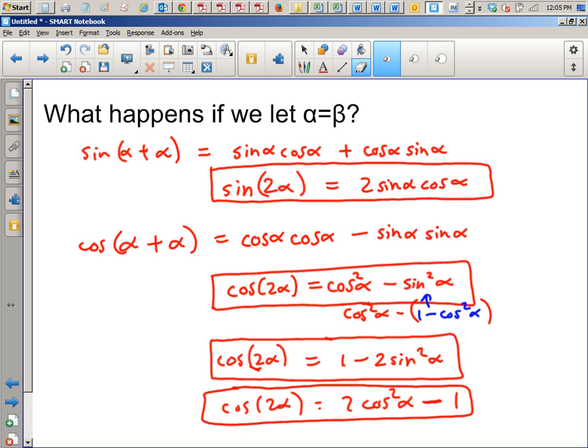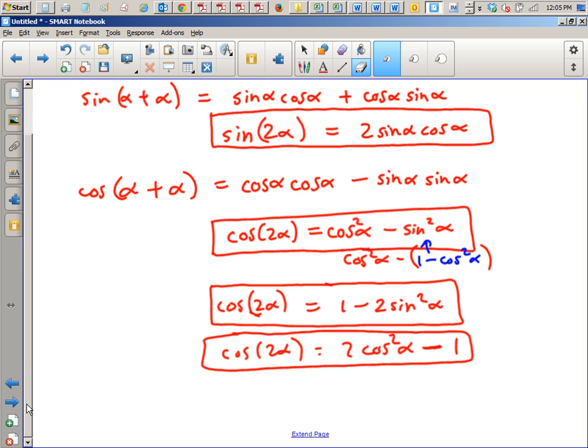Okay, let's set the timer for 2 minutes and see if you can come up with the formula for tan of alpha plus alpha. Probably don't even need 2 minutes. Let me just give you 1 minute for that. We're trying to get tan of alpha plus alpha by modifying our tan sum formula. I'll let you do that one.